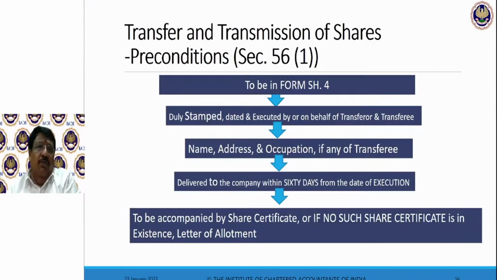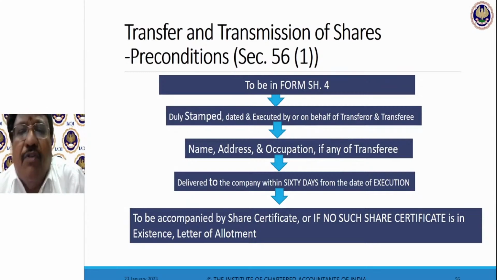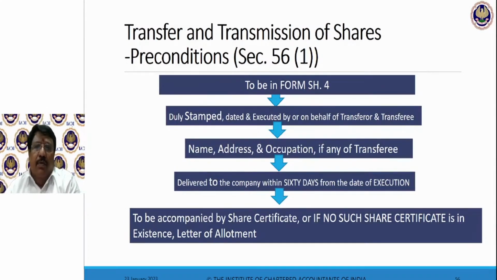Good. Now, the transfer and transmission of shares. The format for the instrument of transfer is SH4. Shares, share transfer, share capital. So SH4 should be duly stamped, dated, and executed. The value of stamp duty is given in the Central Stamp Act. The stamp duty payable on transfer of shares is governed by the central government, and they fix that stamp duty. But of course, stamping will be there only for transfer of physical share certificates.